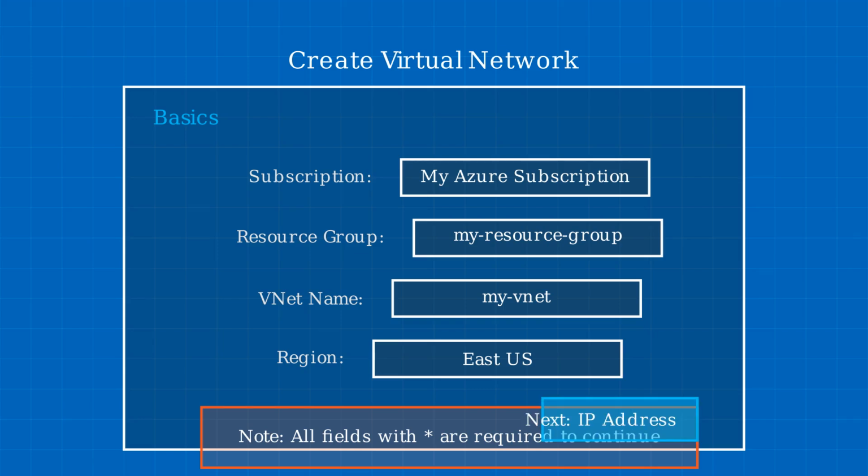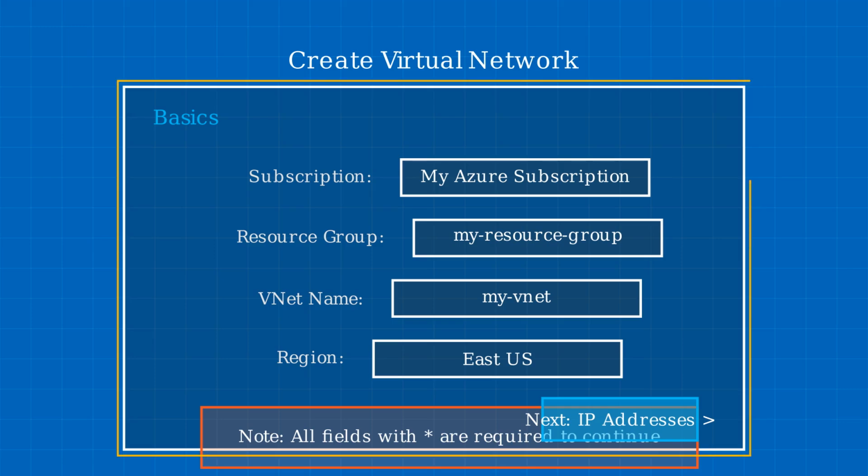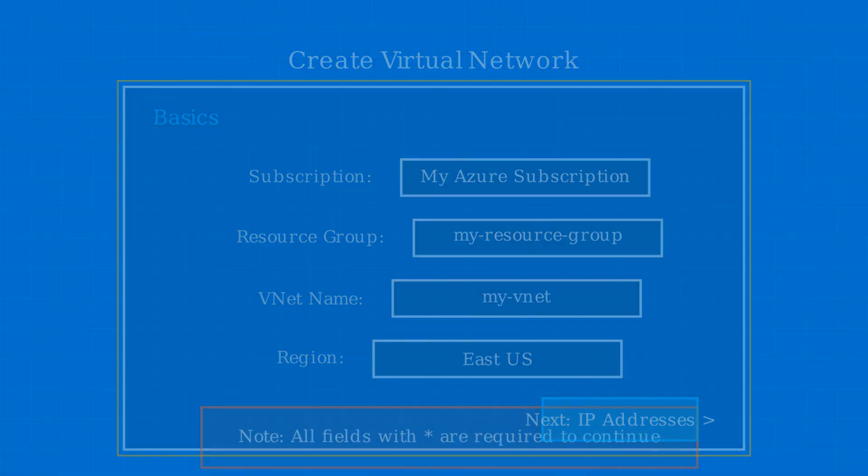After completing the Basics tab, click the Next button to continue to the IP Addresses tab, where you'll configure the address space and subnets. This completes the initial setup of your virtual network. In the next steps, you'll configure IP address spaces and create subnets within your VNet.